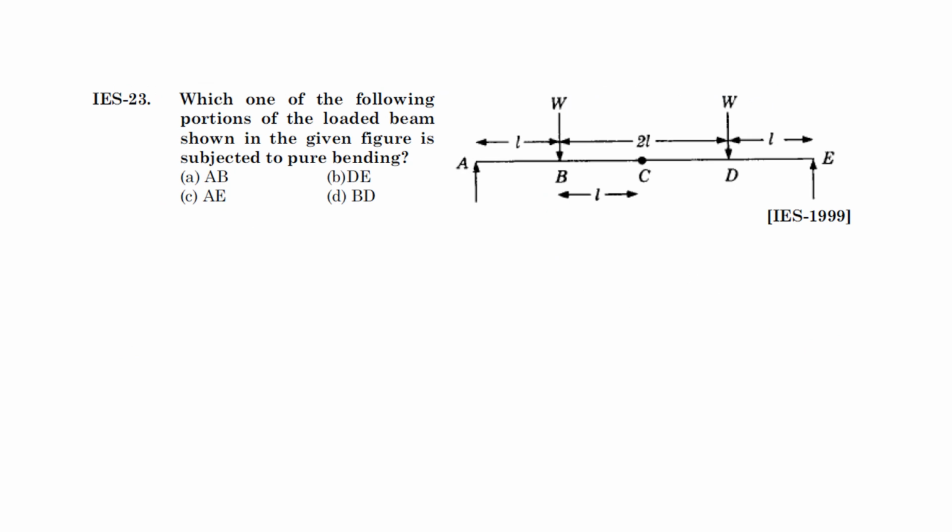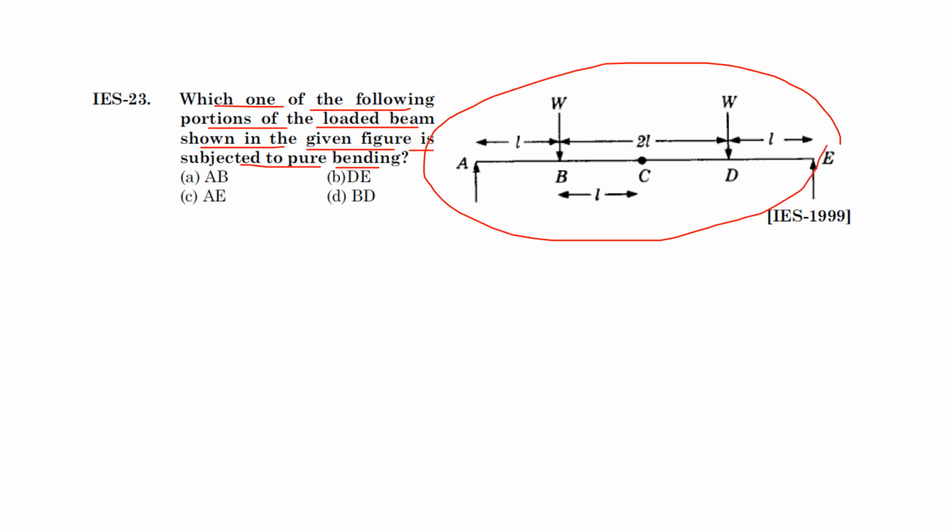Next question. Which one of the following portions of the loaded beam shown in the given figure is subjected to pure bending? Okay, so they are asking, for this loading, which portion of the beam, whether AB, BC, CD, DE or BD, is in pure bending condition. Okay, so this is the question.